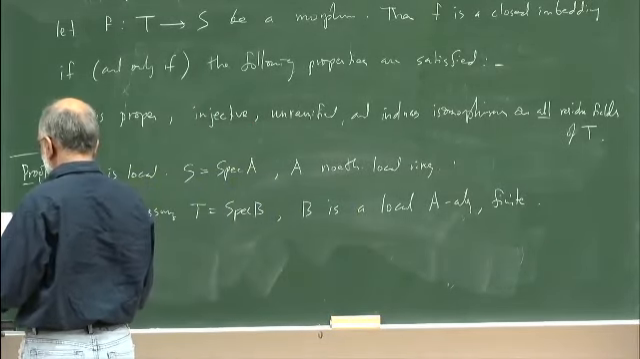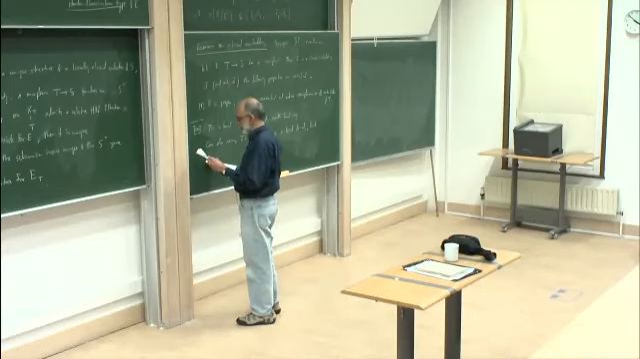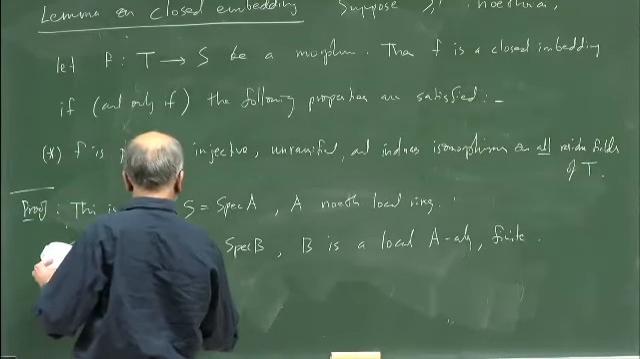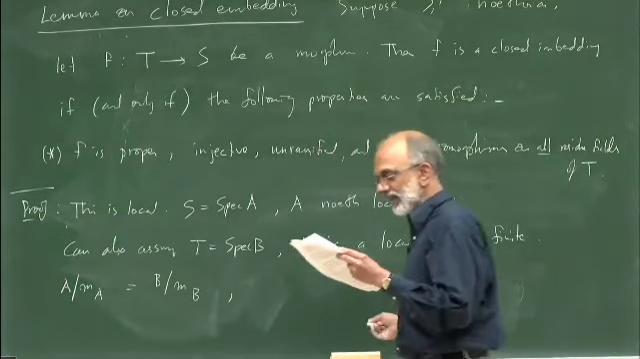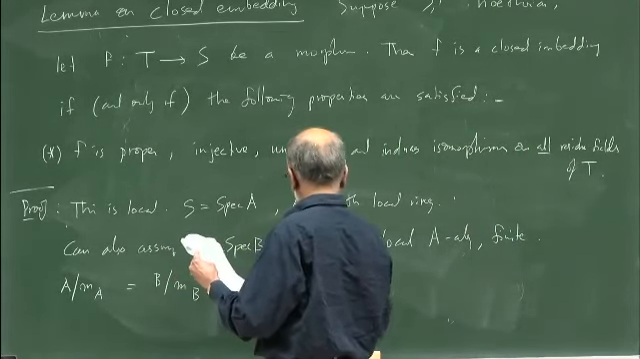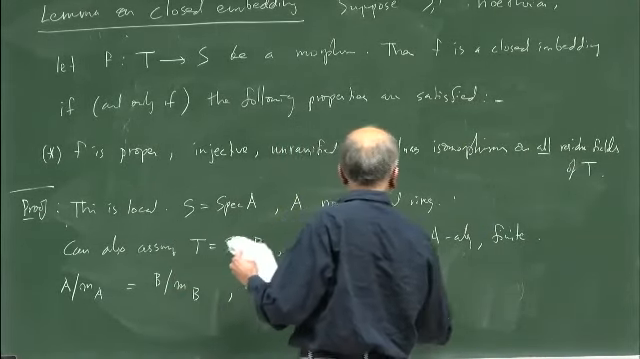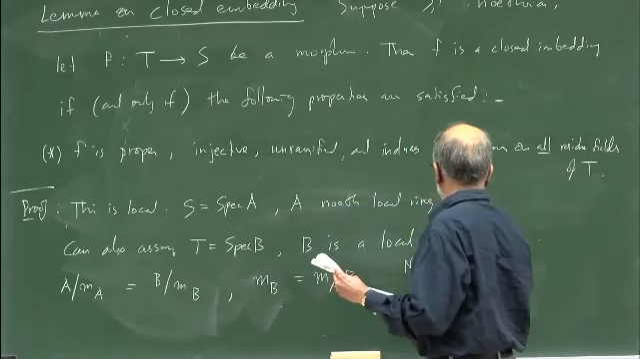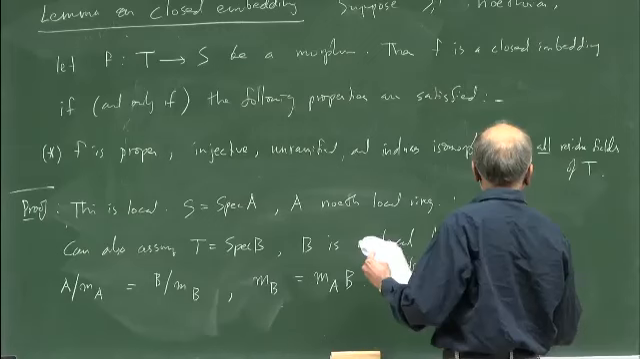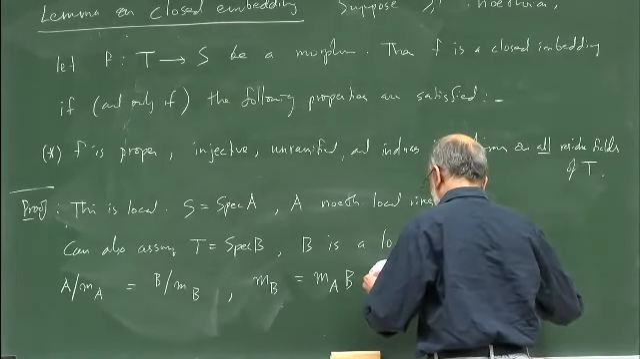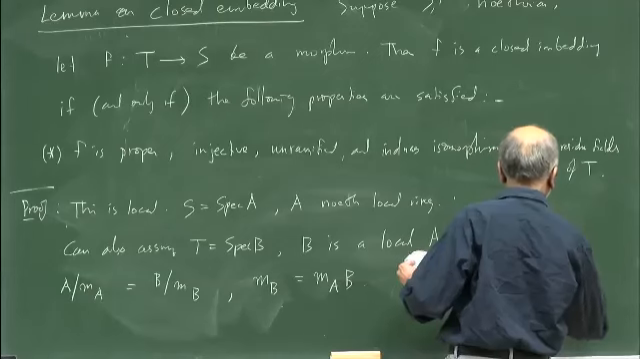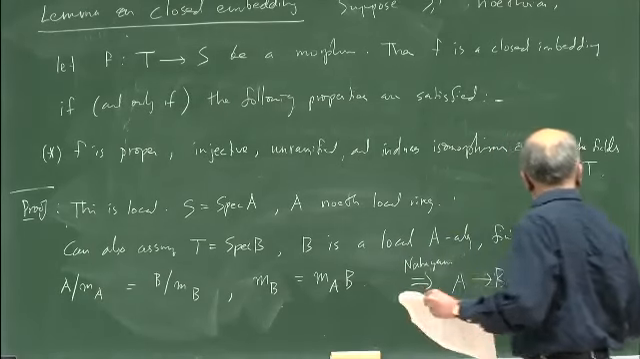And now the two conditions on the residue field and being unramified mean A mod M_A is equal to B mod M_B, because the residue fields are the same, and now unramified, M_B is equal to M_A times B. Therefore, by Nakayama, A equals B, or rather, A to B is surjective. Okay.